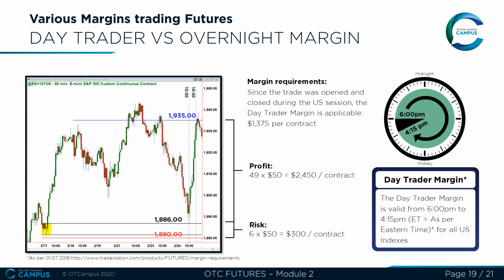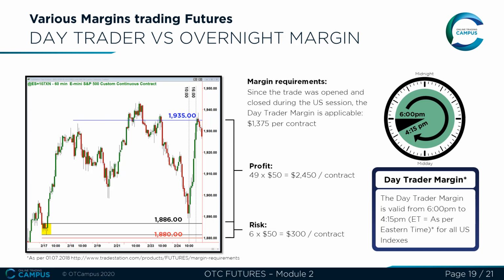Now, if you open that trade during the time window from 6 p.m. to 4:15 p.m. Eastern time, then the day trading margin kicks in. Consequently, the broker will only block the day trading margin from your account. So now let's assume you also close this trade during that time window. Then the only amount of money you require in your futures trading account is basically to cover the $1,375 day trading rate. And ideally your dollar risk, not to jeopardize a margin call.